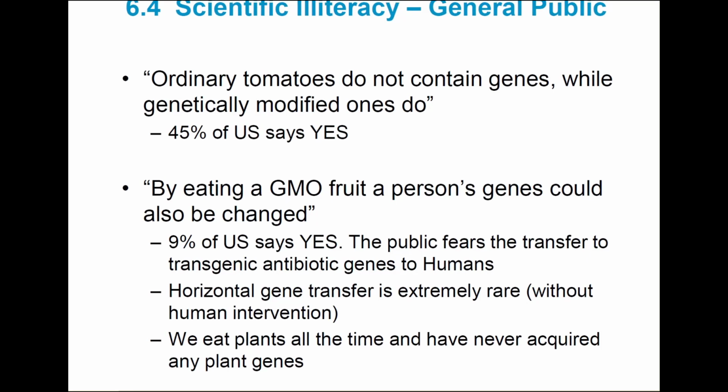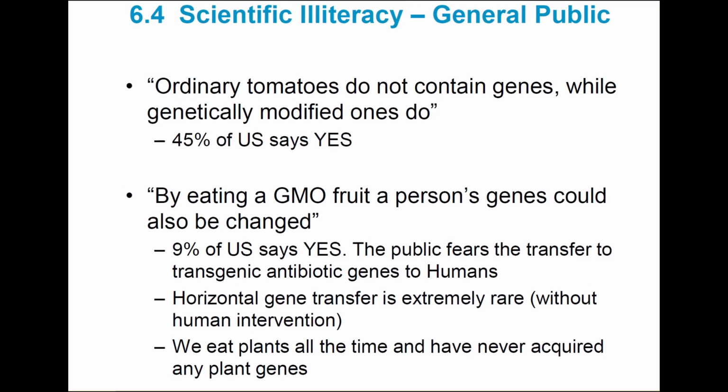Obviously, it's just a misunderstanding. I mean, without genes, life is basically not possible. By eating a GMO fruit, a person's genes could be changed. This is, as I said, it's happened a few times in the history of life on Earth. 9% of the U.S. says yes, the public fears transfer of transgene antibiotic genes into humans.